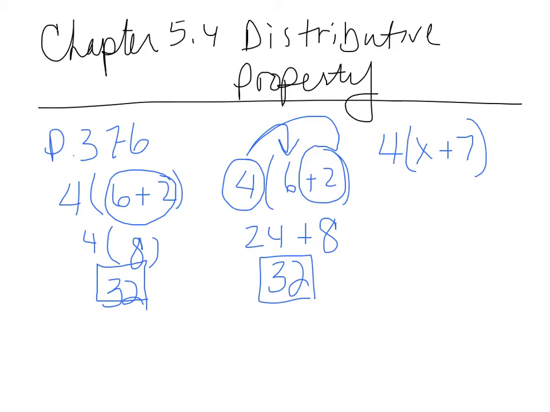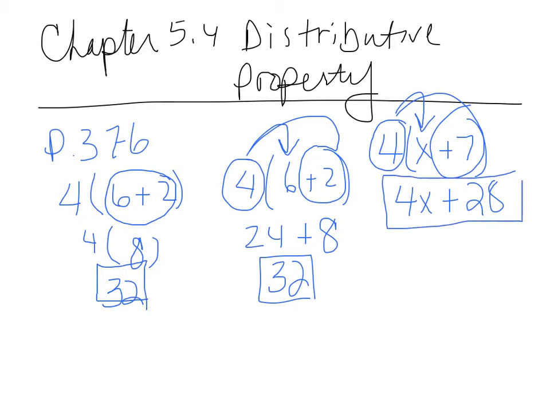So I would say, perfect example of distributive. We have 4 times x is 4x, and 4 times the whole term, 4 times 7 is 28. And I cannot combine terms because one's an x and one's a constant, so I just box that in. So you're distributing the 4 to the x and the 4 to the 7.